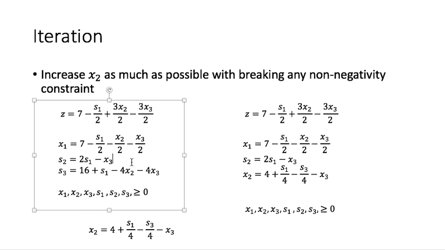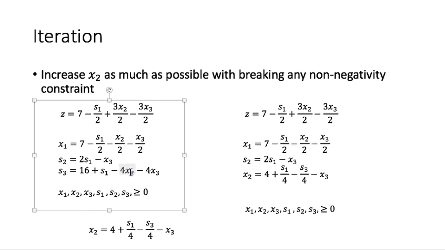x2 isn't in this equation. It was cancelled out. What does this mean? It means no matter what we change x2 to, it'll have no effect on s2 being negative. So it doesn't matter. We can ignore that equation. And what can we change x2 to be in this equation? The answer is 4. 16 minus 4 times 4 equals 0. So this is our tight basic constraint because it's the smallest. 4 is smaller than 14.